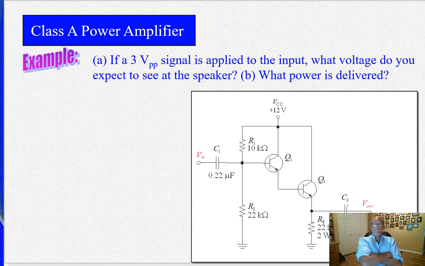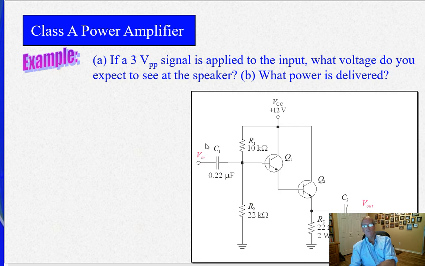Here's a Class A power amplifier. What topology is this? This looks kind of like a Darlington setup, and it's an emitter follower, because the signal comes off of the emitter. So that's how you know that, right?